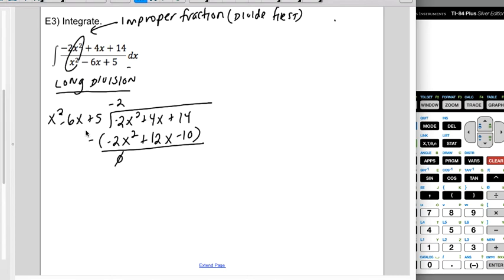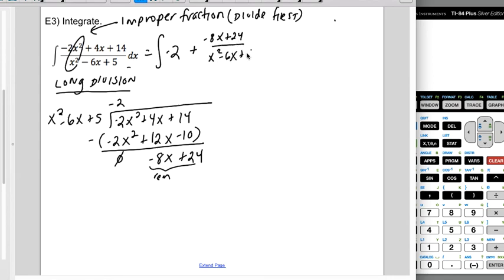The 4x minus the 12x is a negative 8x. And the 14 minus a negative 10 would be plus 10, so that's going to be a 24, right? So at this point, this is my remainder. And what I get is that this integral is actually a negative 2 plus this negative 8x plus 24 over the original divisor.